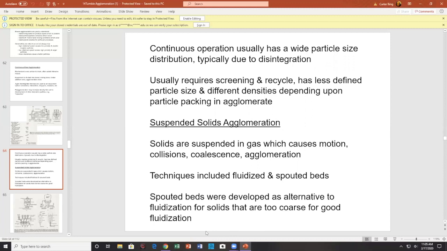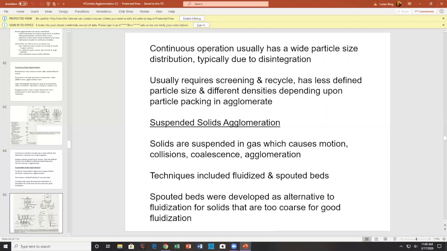Suspended solids agglomeration. Solids are suspended in gas, which causes the motion, collisions, coalescence, and agglomeration. Techniques include fluidized beds and spouted beds. Spouted beds were developed as an alternative to fluidization of solids that are too coarse for good fluidization, right? Not everything's fluidizable, right? So you go to a spouted bed.